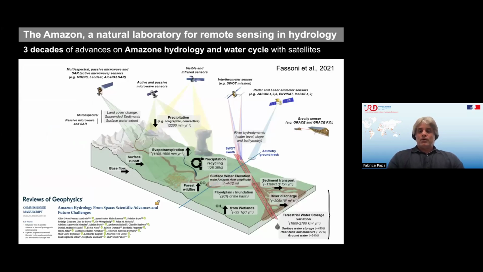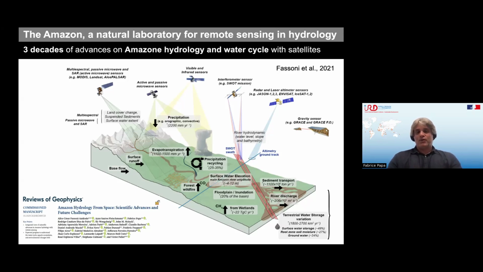So quickly, I will go over a few variables that we know how to measure very well from space. This figure is extracted from a paper from Fassoni et al. in 2021 that reviews the techniques which are available to measure some hydrological variables over the Amazon. The idea of this paper was double. It was to show how the Amazon also contributed to the development of all these techniques. So it is like a gain development.